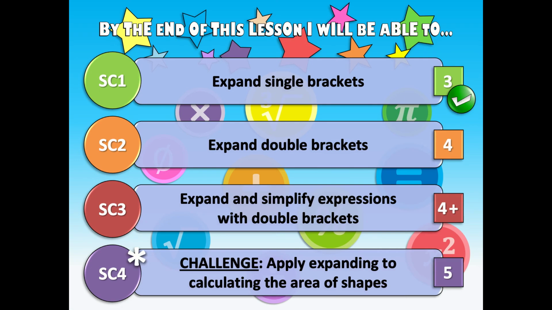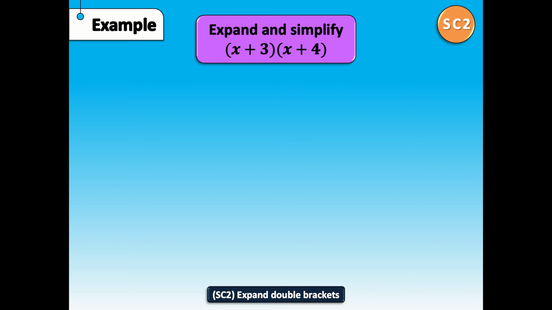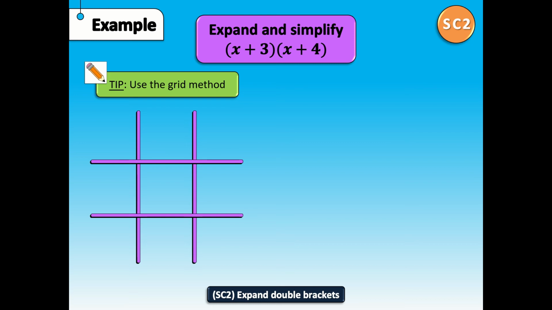And now we've completed success criteria 1. So now we're going to move on to number 2, and this is to expand double brackets. So here we want to expand and simplify x plus 3 and x plus 4. So to do this, we can use a grid method. So we need to do x plus 3 times x plus 4. So we need to times each term individually.